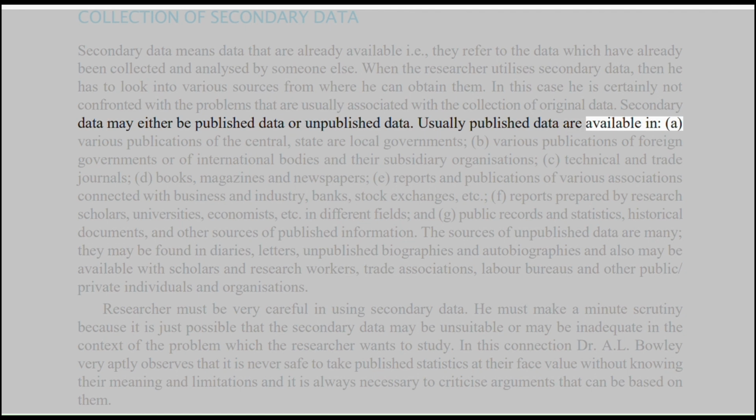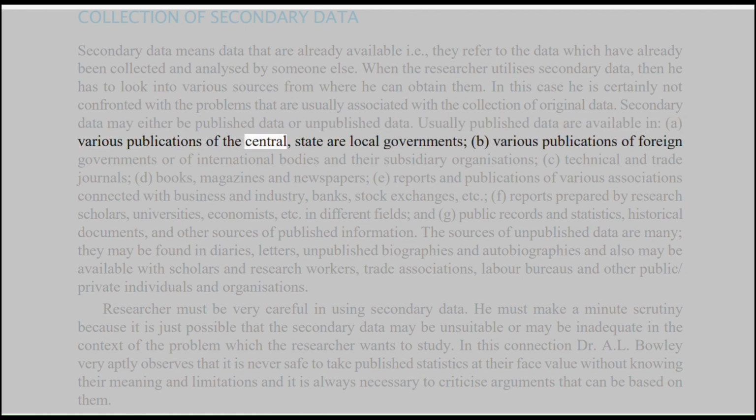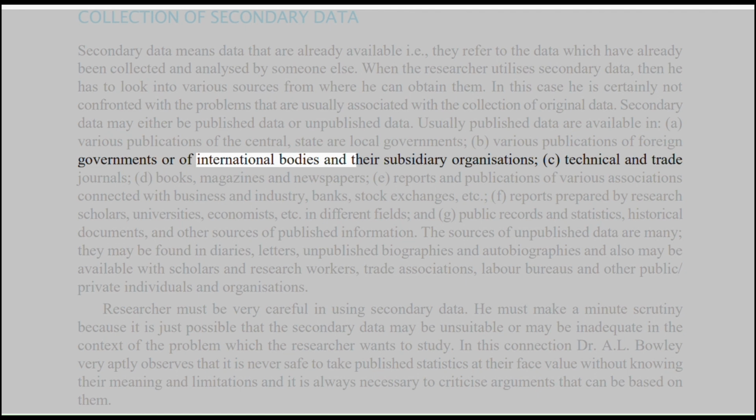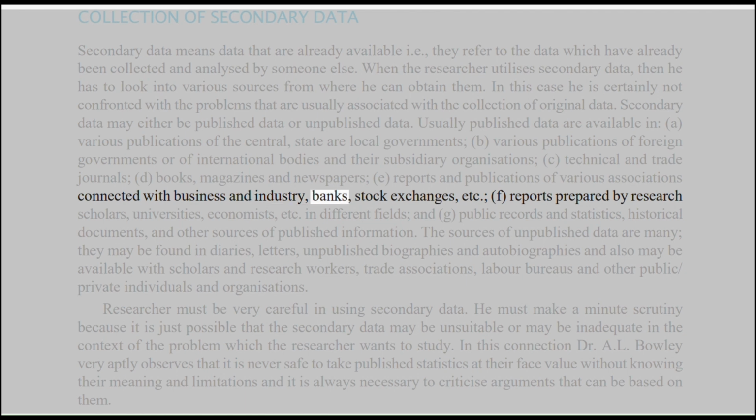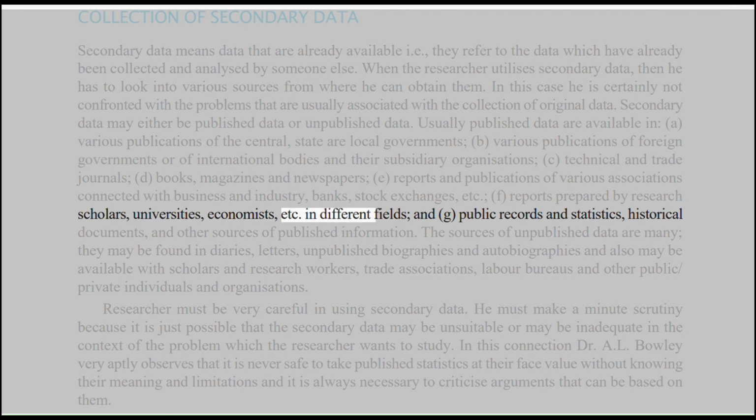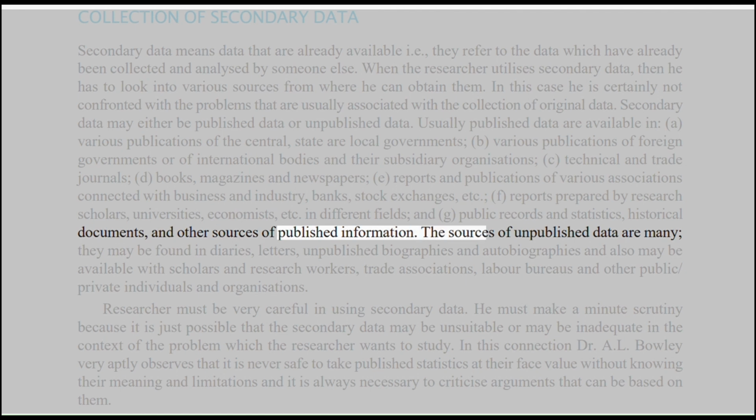Usually published data are available in: a. various publications of the central, state or local governments; b. various publications of foreign governments or of international bodies and their subsidiary organizations; c. technical and trade journals; d. books, magazines and newspapers; e. reports and publications of various associations connected with business and industry, banks, stock exchanges, etc.; f. reports prepared by research scholars, universities, economists, etc. in different fields; and g. public records and statistics, historical documents, and other sources of published information.